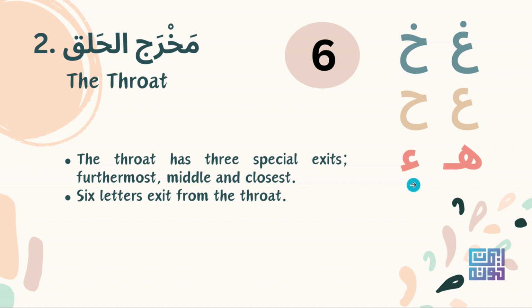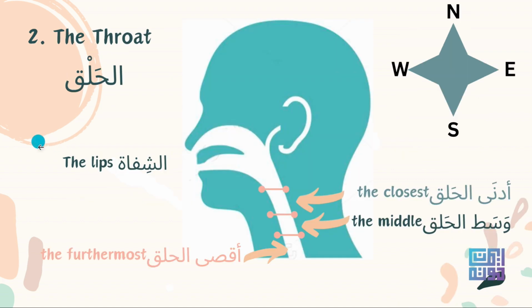How many specific exits are there in the throat? The throat is a general articulation area, but how many specific exits? There are 3 specific exits in the throat. Okay, and these are the 3 specific exits: the furthermost, the middle, and the closest.